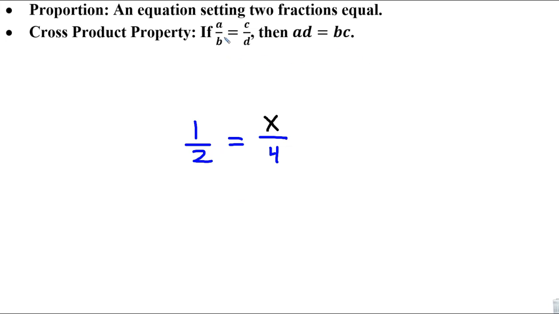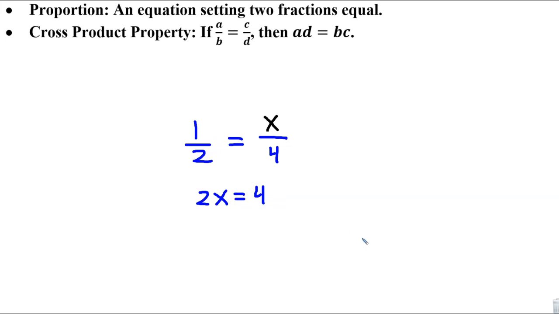It just states that if a over b equals c over d, then their cross products are equal, as in a times d, multiplying the diagonals, the crosses, is going to be equal to b times c. So in this case, if I do the cross products, we'd have 2 times x, which is 2x, equal to 1 times 4, which is 4.